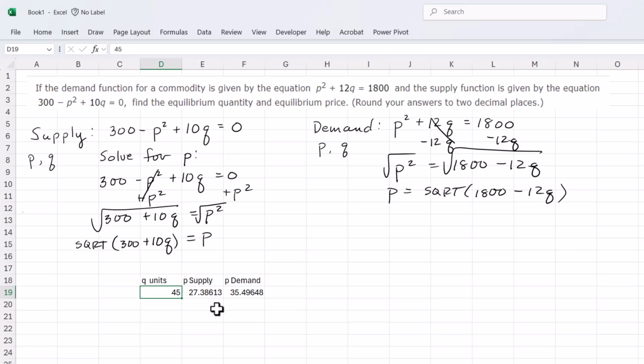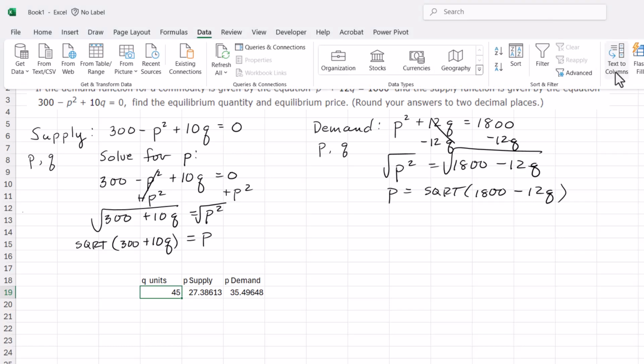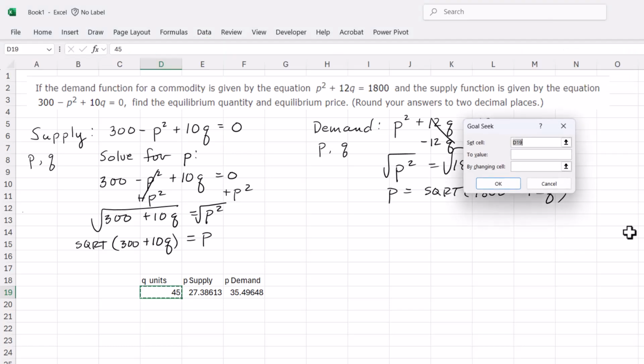And what I want is for Excel to tell me when those will be the same. But to try to solve this, if I pull up GoalSeek, the problem is that I need to set a cell to a value. And I don't know what the value is going to be. I don't know the price that will make these two things equal.